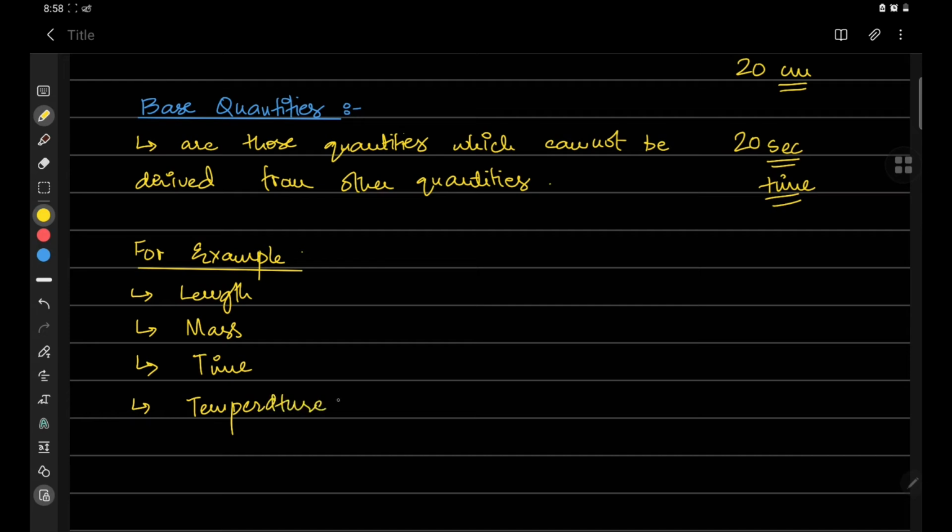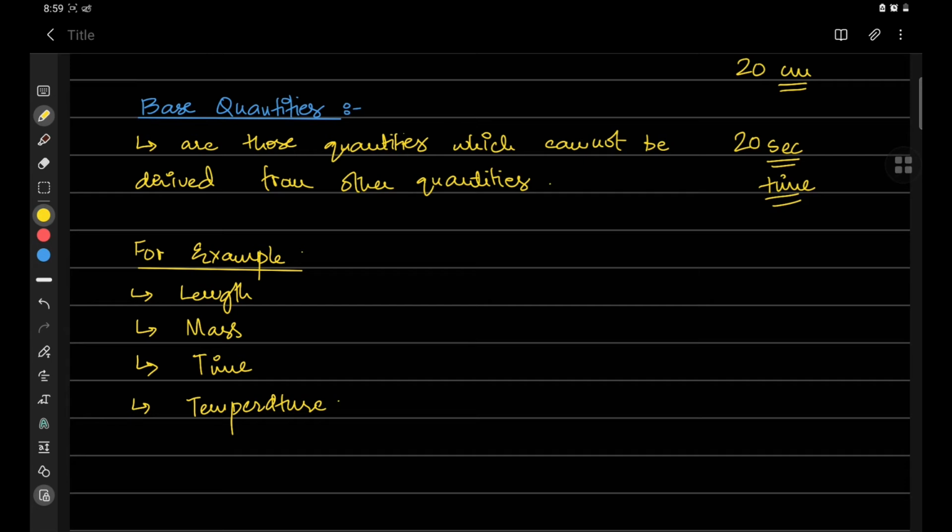Alright, so base quantities cannot be derived from other quantities. What do we mean by that? It means that these quantities basically exist in their very truest forms.